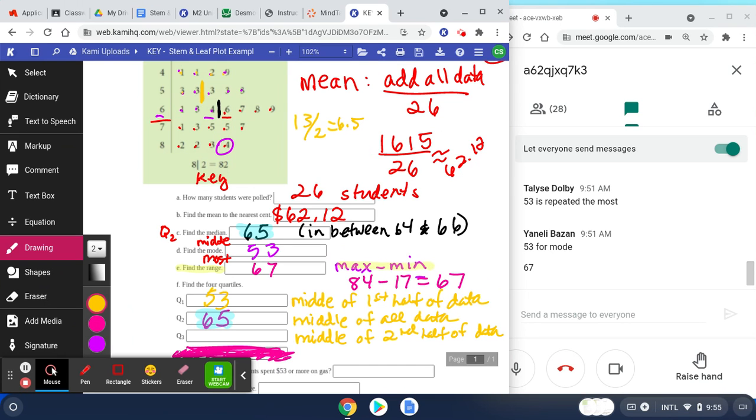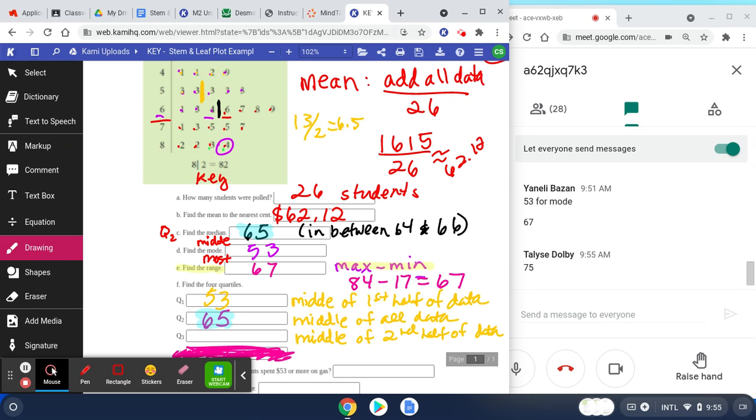Okay, anybody want to try what they got? Nice, Talise. 75 is the middle of the second half of the data. How'd you do on that one, Alexander? Are you thinking this is really awkward and you want to write them out for the test, or are you starting to get it?